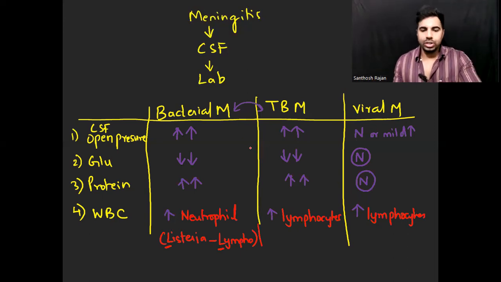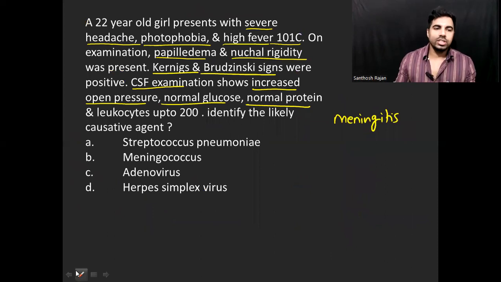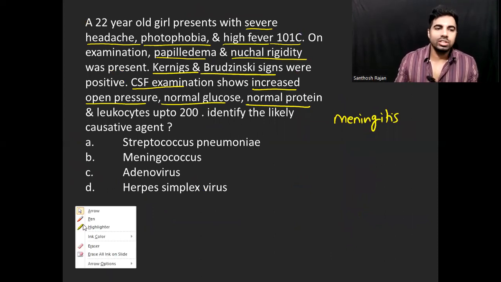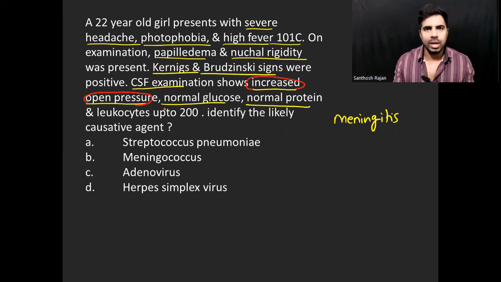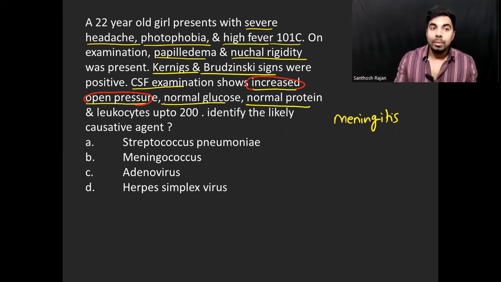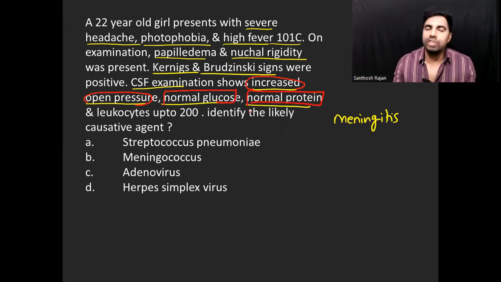Now let's go back to the question. It's very easy, I've already described it. If you see the patient's main thing, the CSF pressure is high. It's okay, because it can be high everywhere. Viral may be normal or a little bit high. So let's keep that. But what is important? Normal glucose, normal protein. That is more than sufficient to say that if the protein and glucose level in CSF is normal, it's a virus.